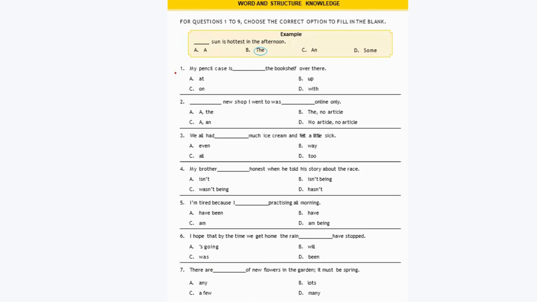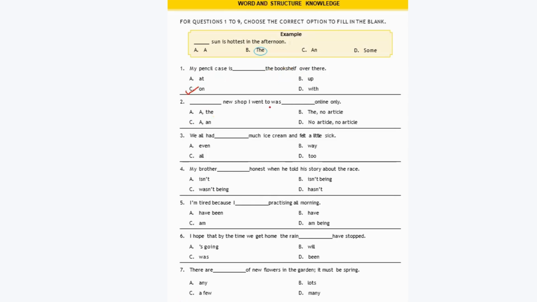Okay, so let's go to the first question. "My pencil case is dash the bookshelf over there." So you need a correct preposition here. My pencil case is on the bookshelf over there. So option C is your correct answer.